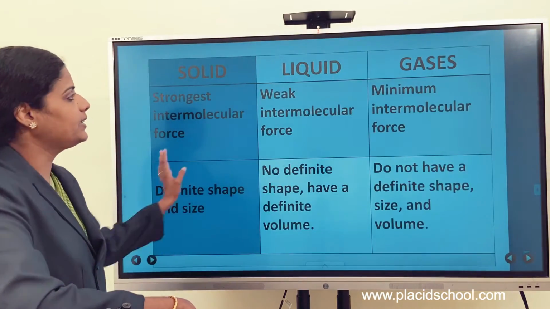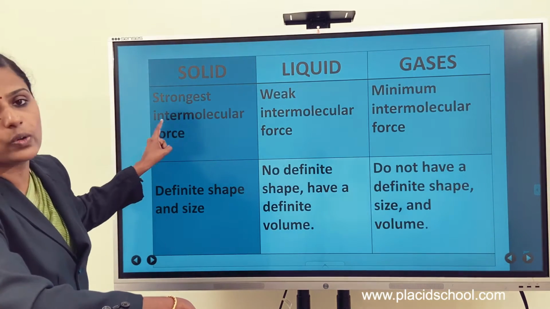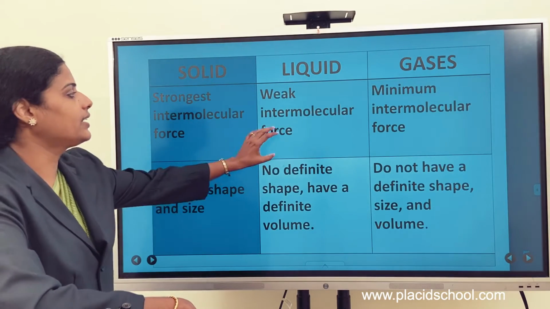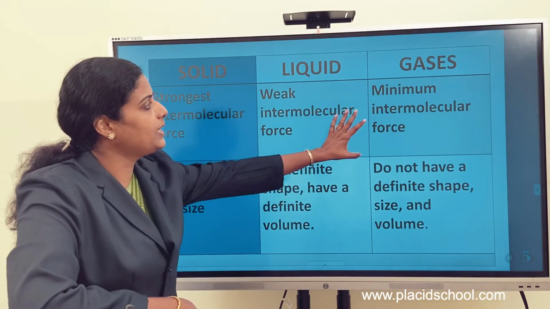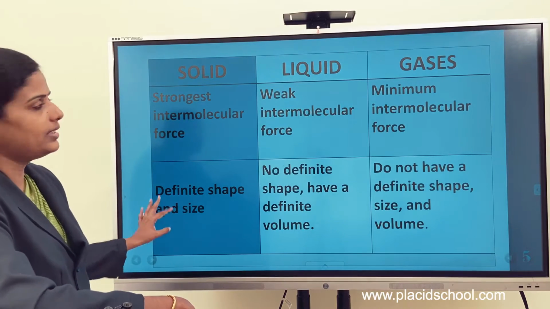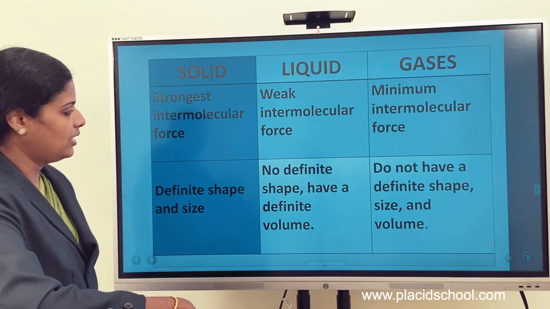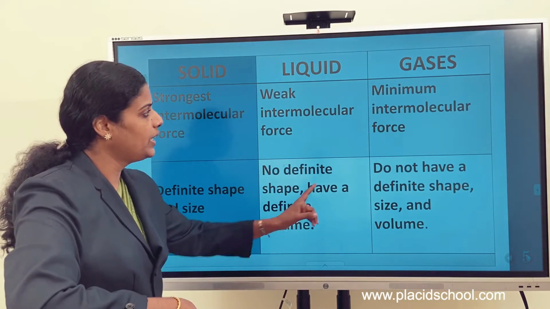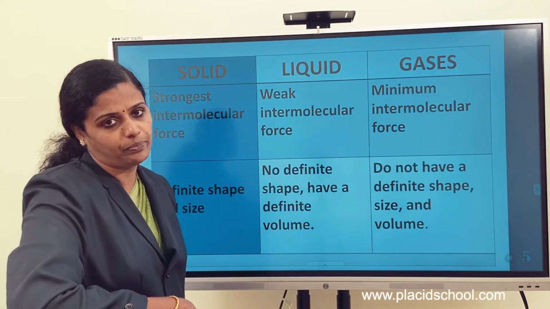So we are summarizing the properties of solid, liquid and gas. Here it is the strongest intermolecular or interatomic force. Here the intermolecular force is weak, but in this case it's very minimal. This solid has a definite shape and a definite size, but here there is no definite shape but a definite volume. Here it does not have a definite shape, size or volume.